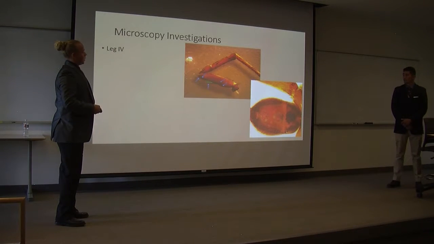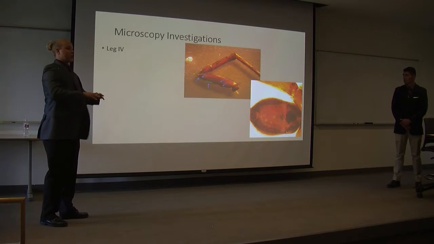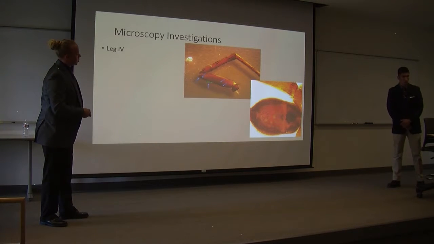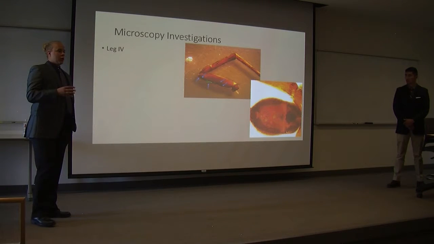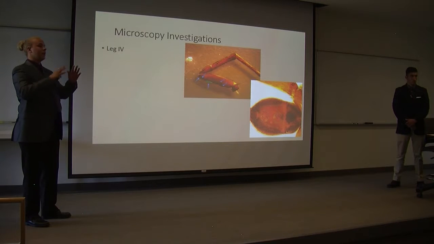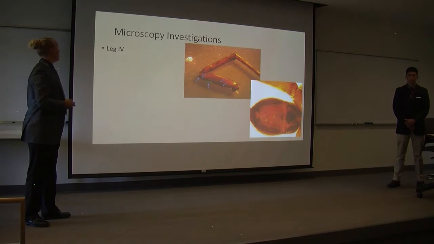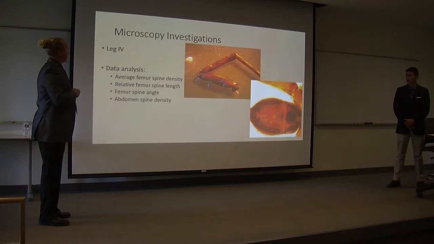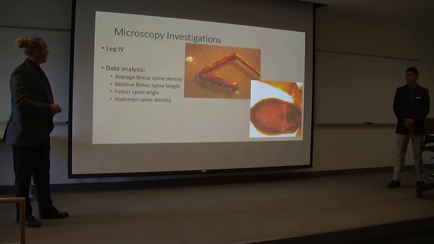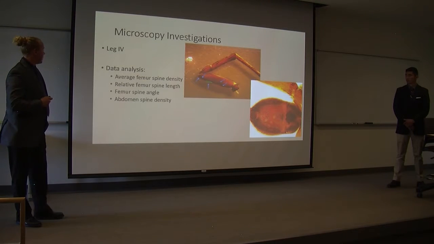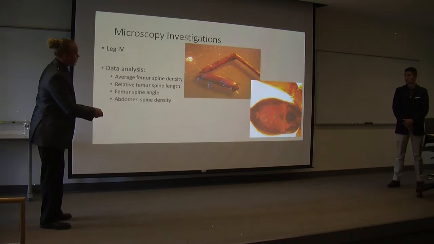So for this to work, the leg and the abdomen would have to work together to actually form the bubble to encase the book lungs, which are here and here. So those are the respiratory surface of the spider, so that has to be completely encased to allow oxygen to diffuse. So on the microscopy investigations, we first looked at the average femur spine density, which is shown here in blue. Relative femur spine length showed here in red, as well as femur spine angle showed here in green, and then finally the abdomen spine density, which you can see here.